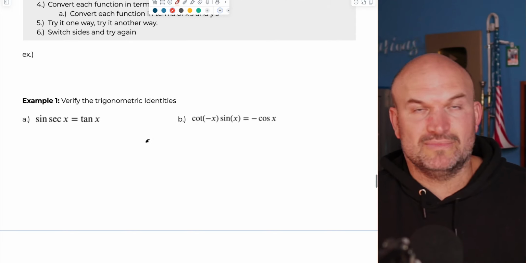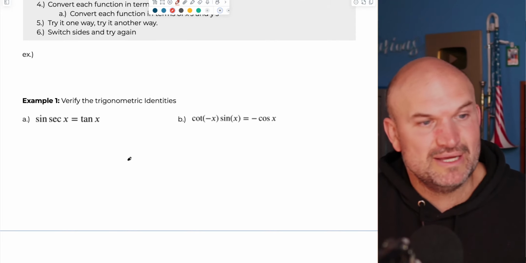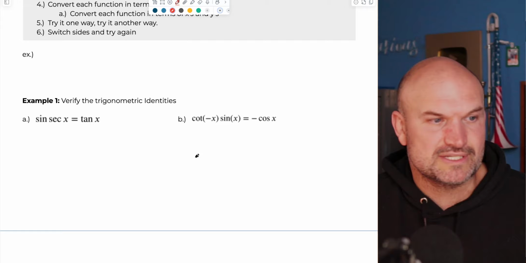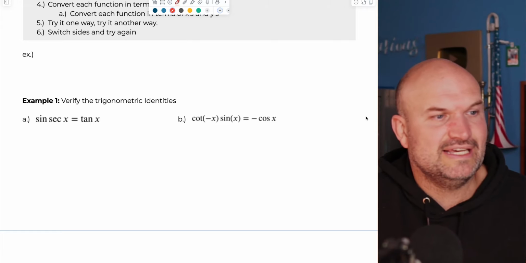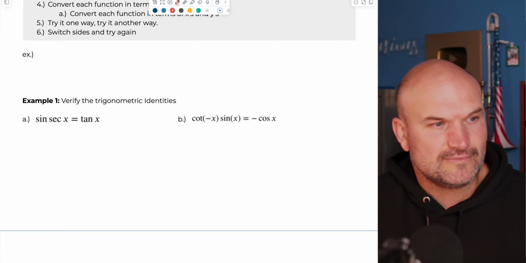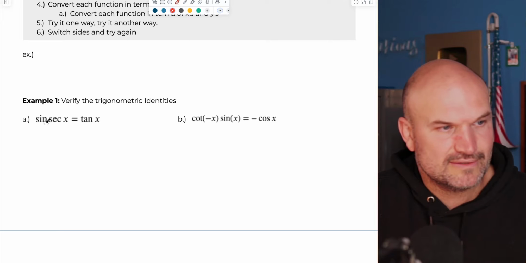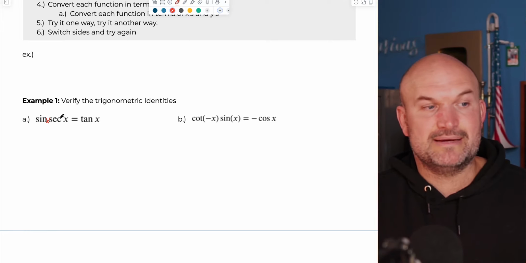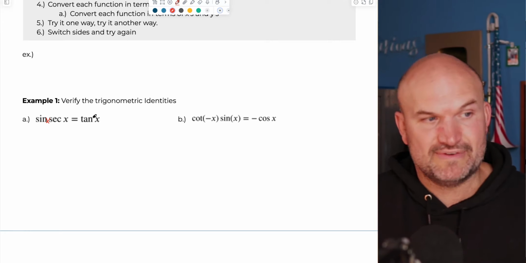All right, so let's get into some examples. We've got a lot of them, but we'll start off with some fairly basic ones. So in this case, I have the sine of x. I'm sorry, that's supposed to be an x. So I have the sine of x times secant of x equals the tangent of x.